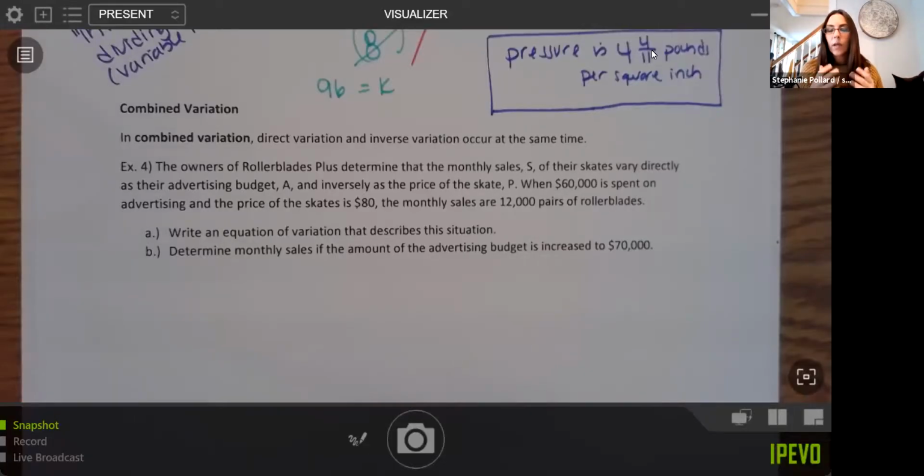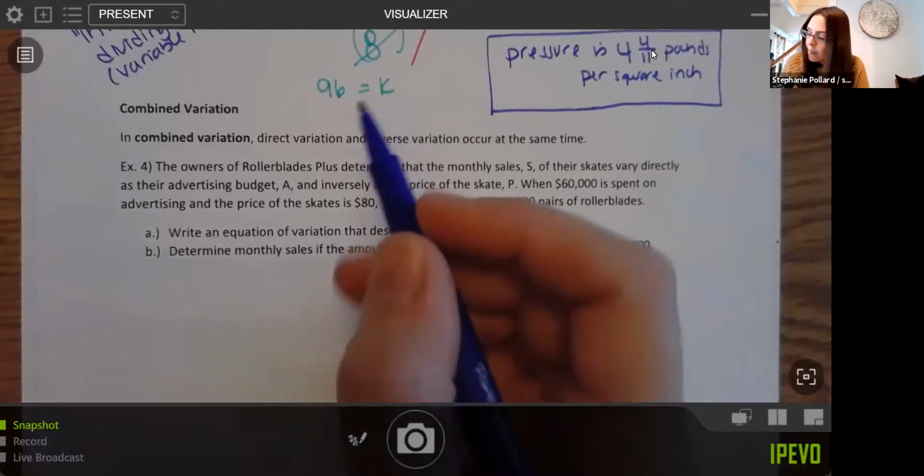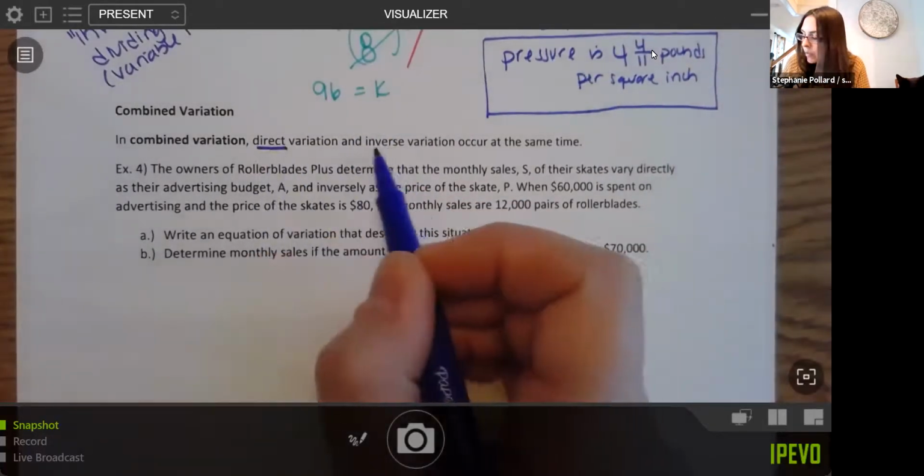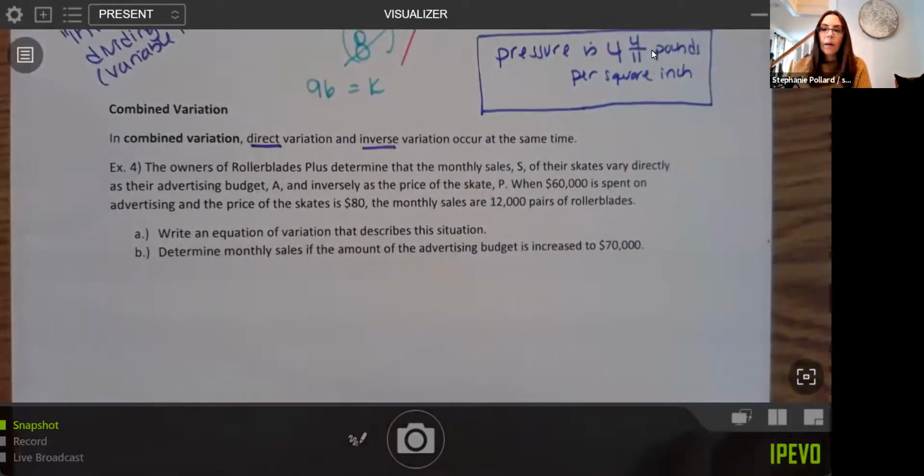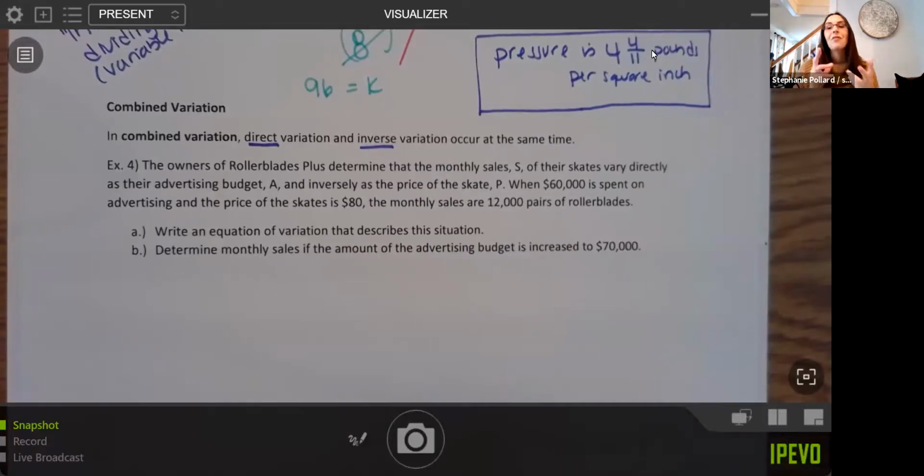Now, we can also combine different variations and multiple variables in the same problem. So that's what we're going to focus on in this video, looking at some of those examples. Combined variation is when you have both direct and inverse variation at the same time. And it's typically with different variables. So it's not that it's occurring with the same variable, but it's with different variables in the same problem.